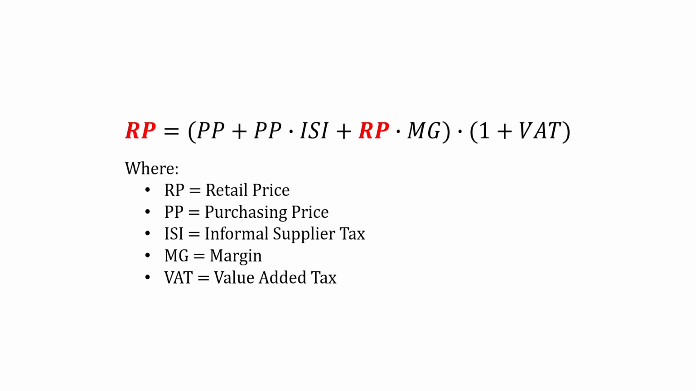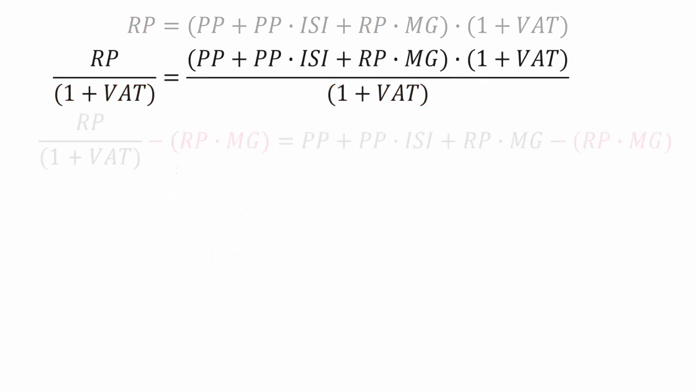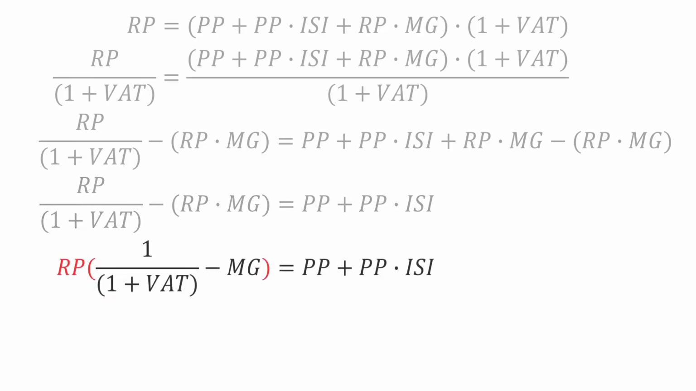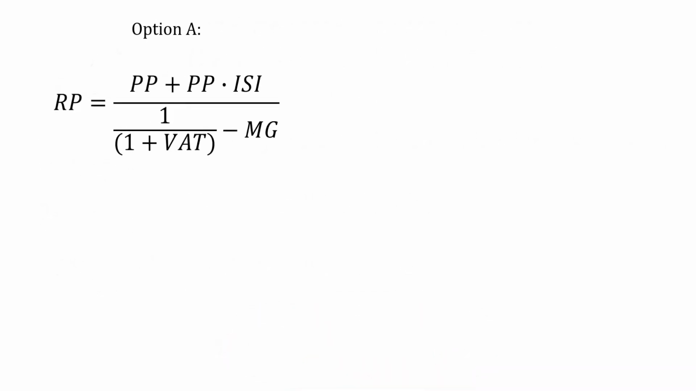While working on the case, I came up with two possible strategies to solve this. The first is to simply use algebra to solve the equation for the retail price. Now, it took me a while to try this before realizing that I forgot a lot from algebra class and ended up asking ChatGPT how to do it anyway. But in the end, I came up with this formula, which we'll call option A.